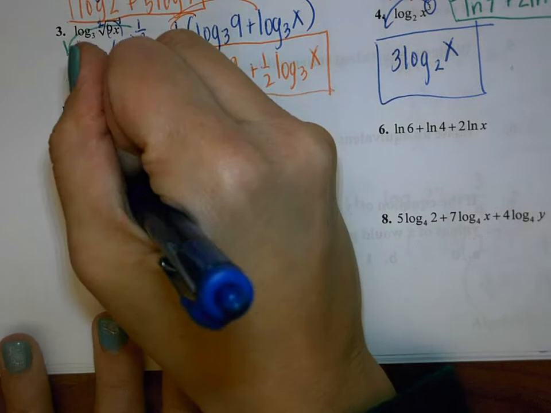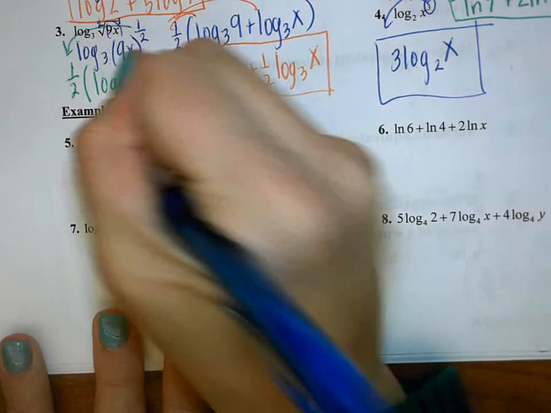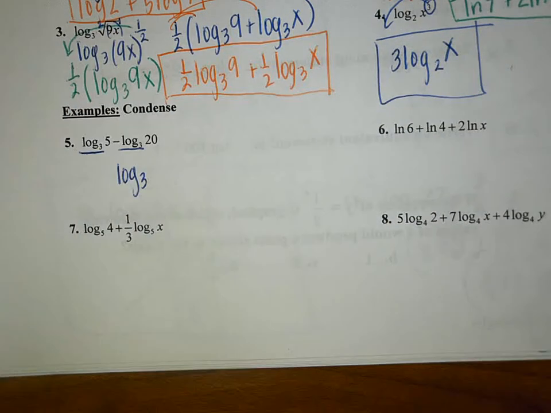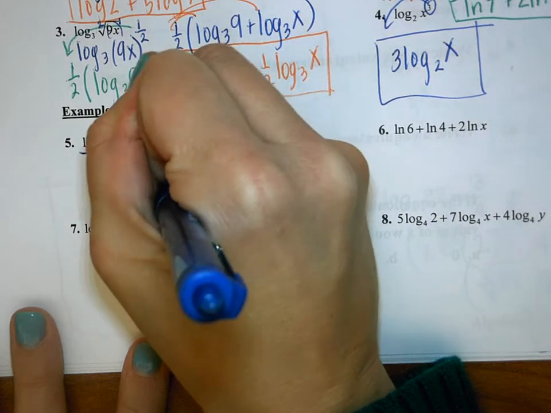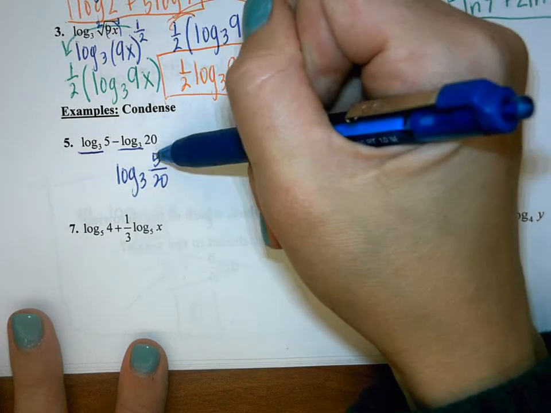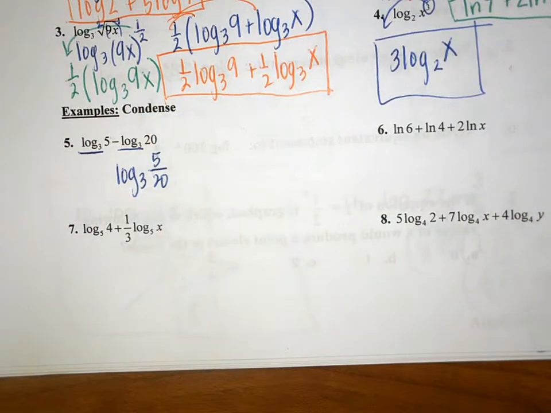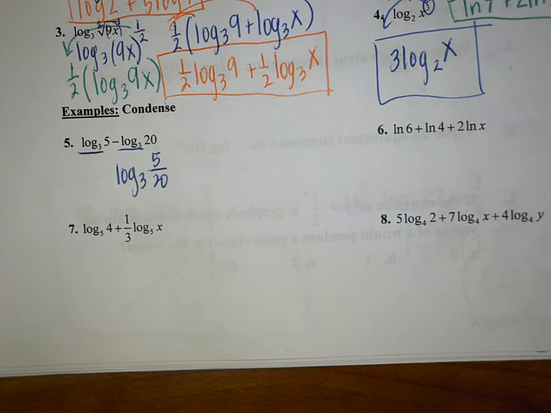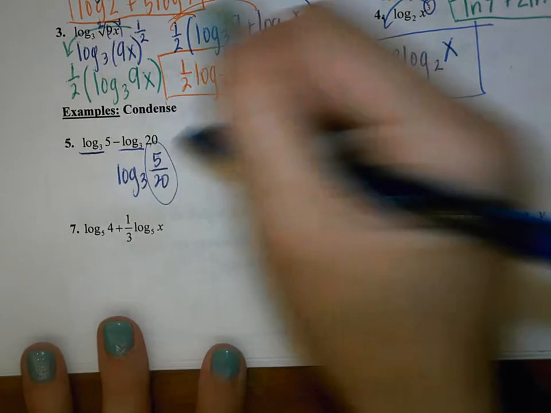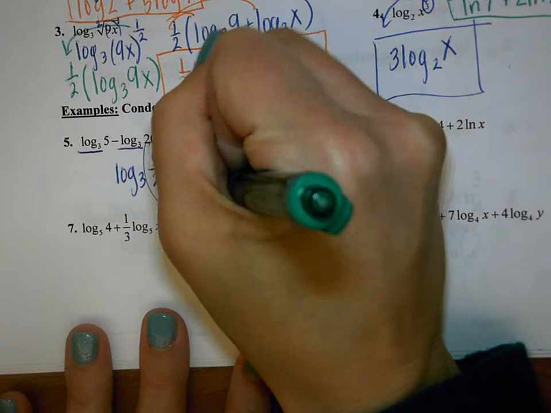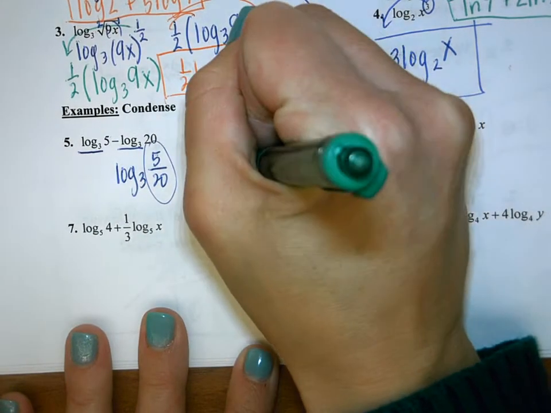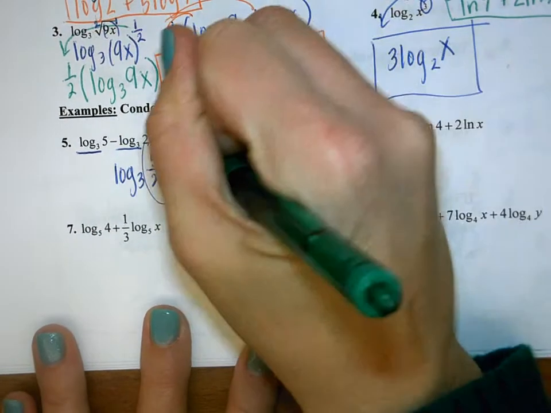And so I'd end up writing this as log base 3, and then 5 and 20, they're subtracting, so that means subtraction and what go together? Division. So we're going to write that as 5 divided by 20. Whatever's first goes on top, second goes on the bottom. And then you'd want to reduce if you could, and we can reduce 5 over 20. So we end up getting log base 3 of 1 over 4. And that is my answer to my condensed.